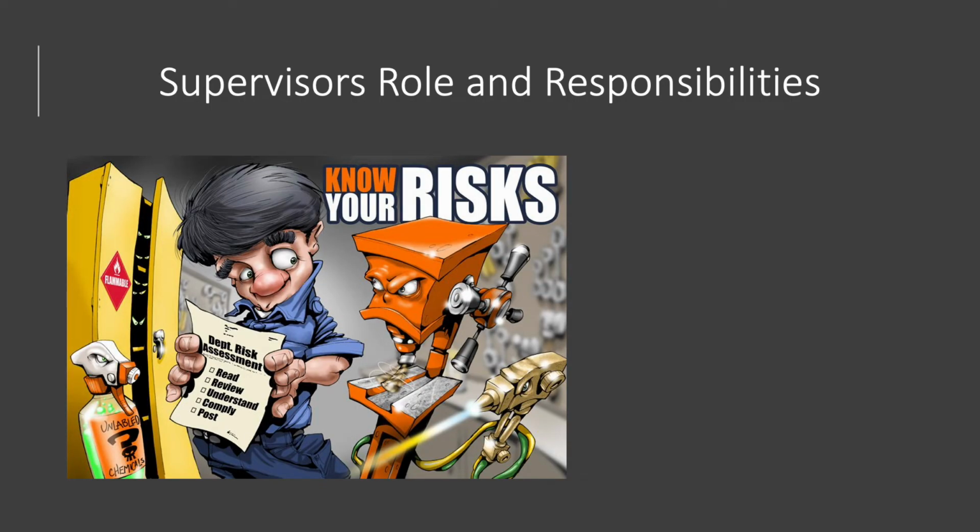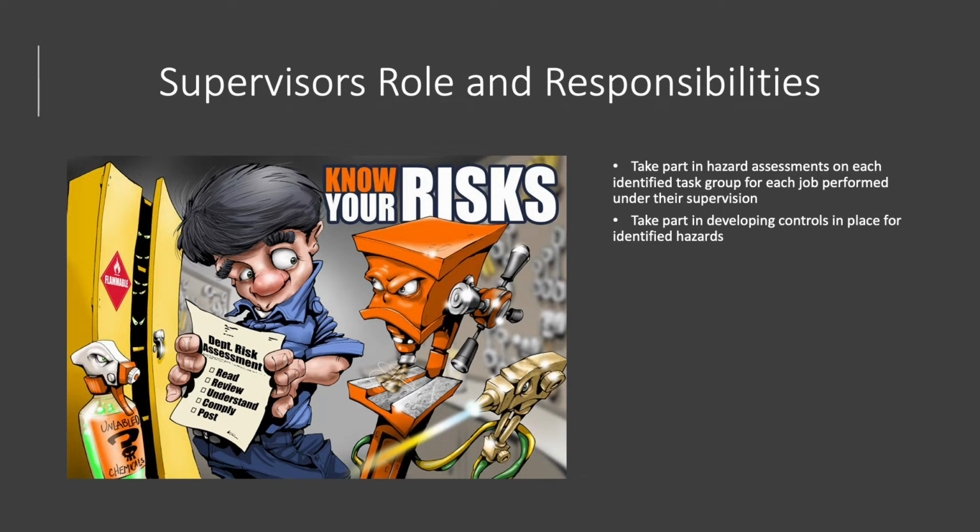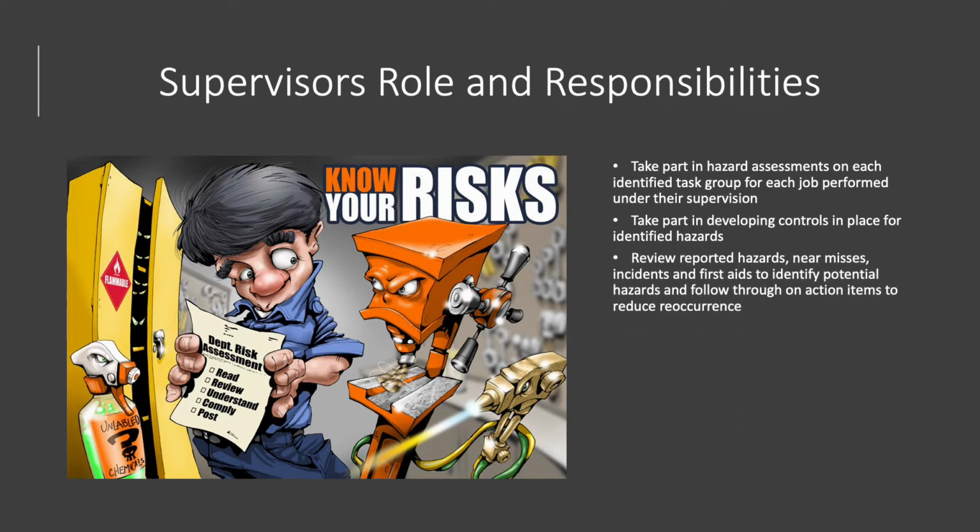Supervisor roles and responsibilities. Take part in hazard assessments on each identified task group for each job performed under their supervision. Take part in developing controls in place for identified hazards. Review reported hazards, near misses, incidents, and first aids to identify potential hazards and follow through on action items to reduce reoccurrence. Take part in developing safe work procedures for hazards that cannot be controlled through engineering controls.